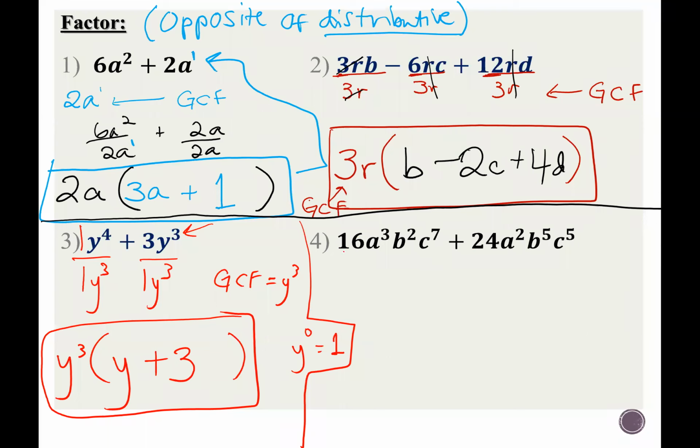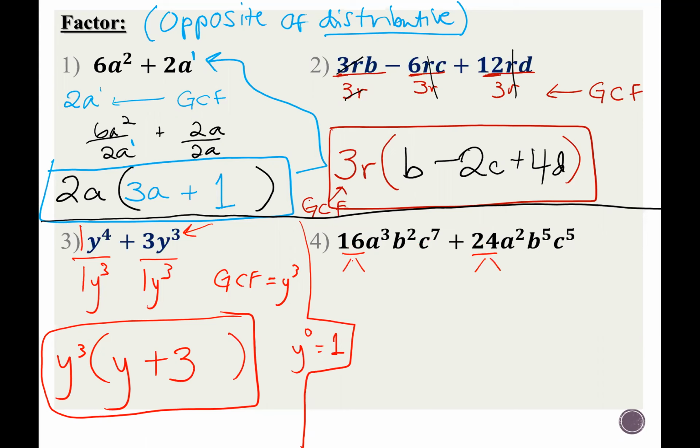16 and 24, let's start with those. Now 16 does not go into 24, so we really do have to break these down. We're looking for common factors between 16 and 24. You might think 2 or 4, but actually the greatest common factor is 8. I think I will show this one in a little more detail.